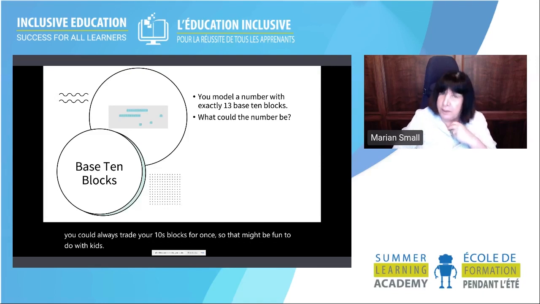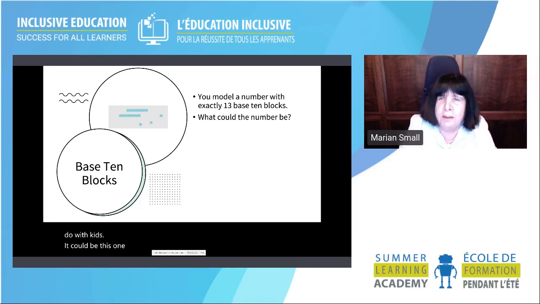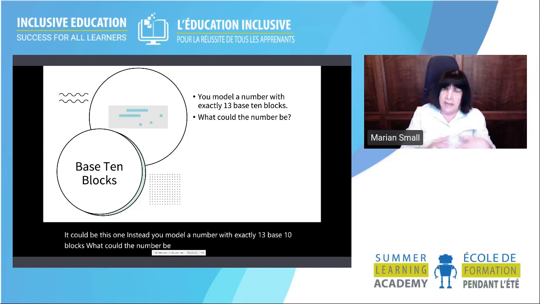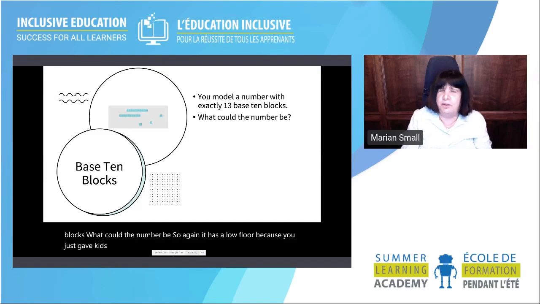It could be this one instead. You model a number with exactly 13 base 10 blocks. What could the number be? So again, it has a low floor because you just give kids blocks and they can count up to 13.